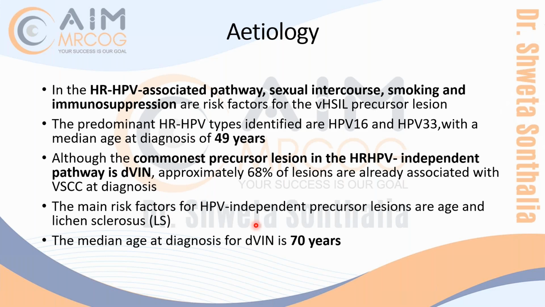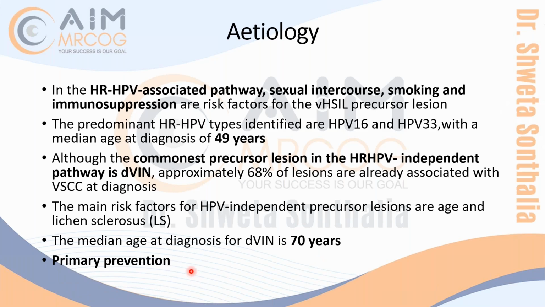And the main risk factor for this type, differentiated type of VIN, is lichen sclerosis. So under the background of lichen sclerosis, if you see a lesion, then it will most likely be differentiated VIN, and there is high risk of cancer in such a situation. And the median age of diagnosis of the differentiated one is 70 years. As I told you, it presents late.